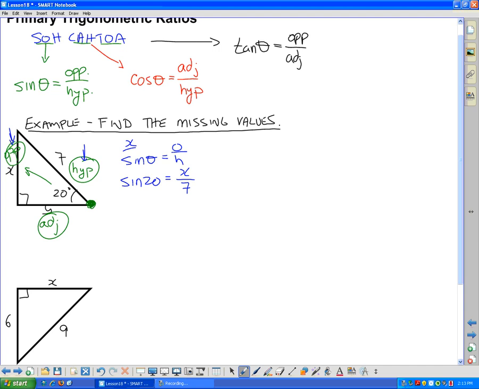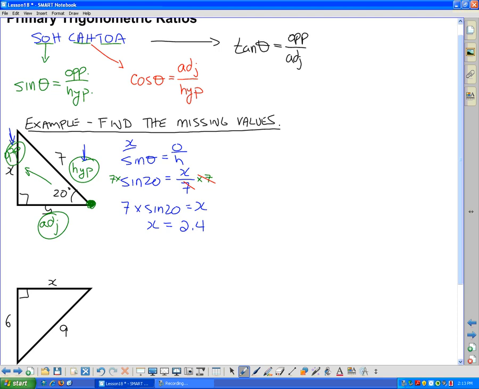To solve for this, remember, get x by itself, inverse operation, multiply both sides by 7. So those 7s end up undoing each other. 7 times sine 20 equals x, and by this level, the grade 12 level, I expect that you are able to use your calculator when it comes to making calculations.